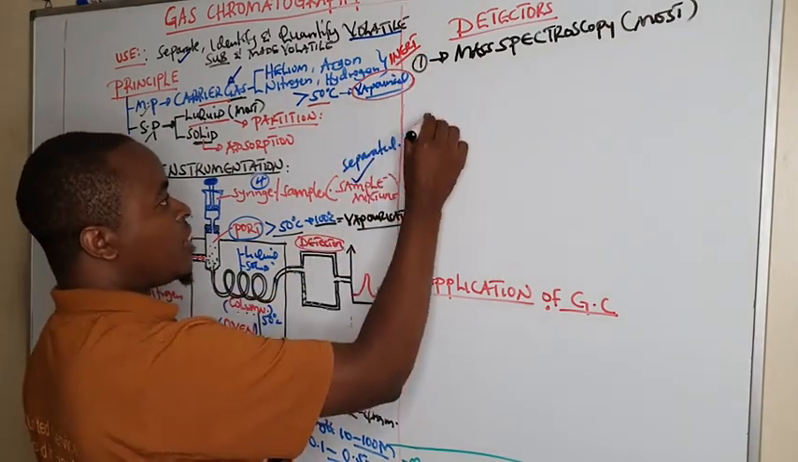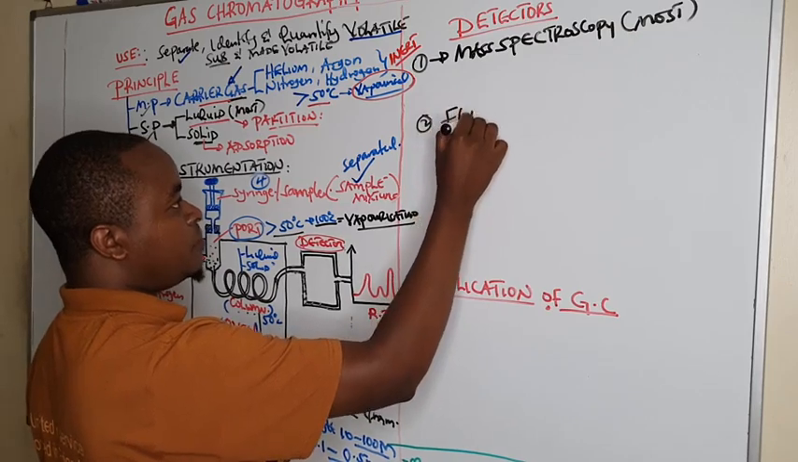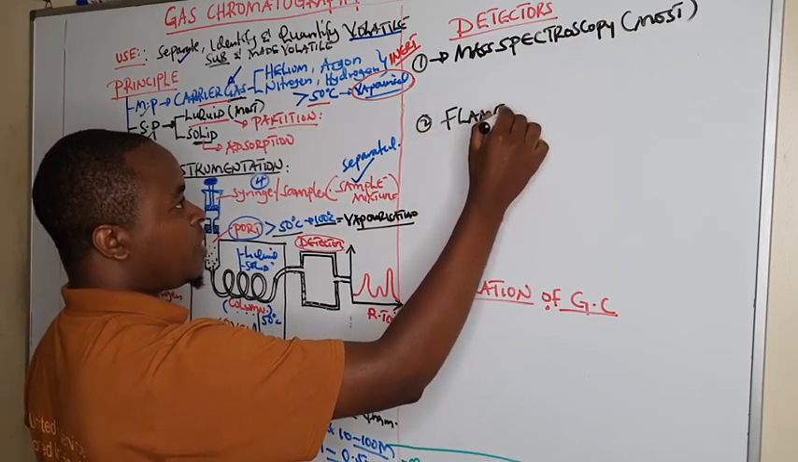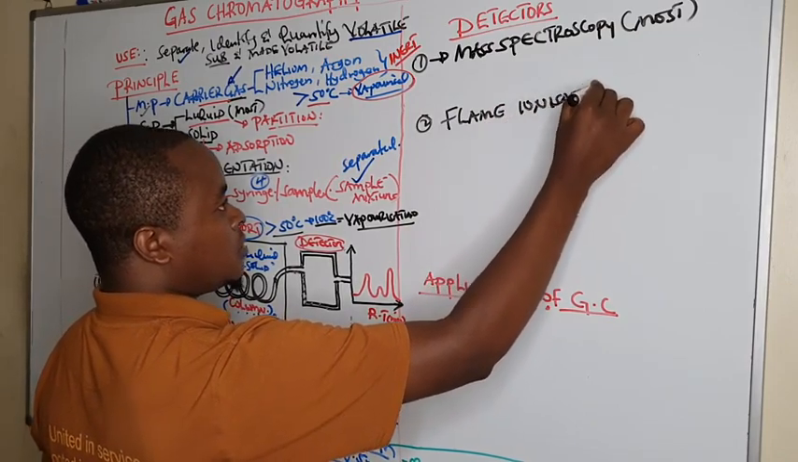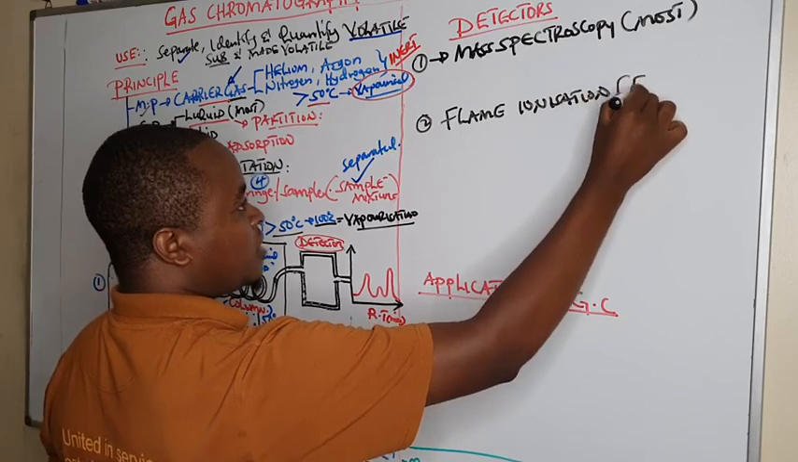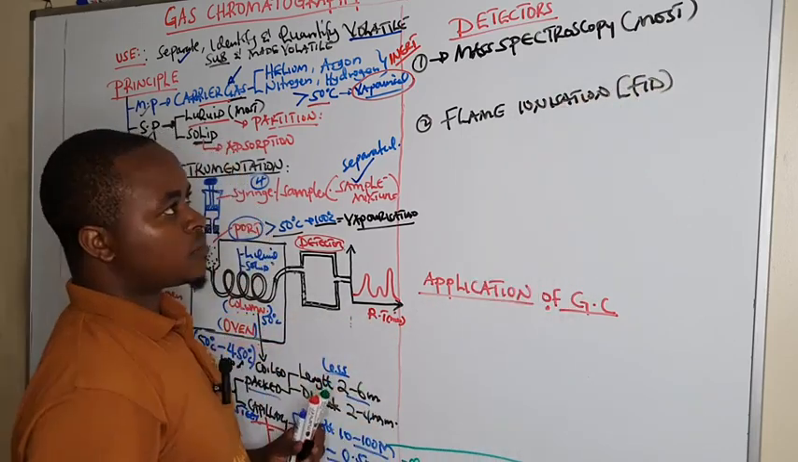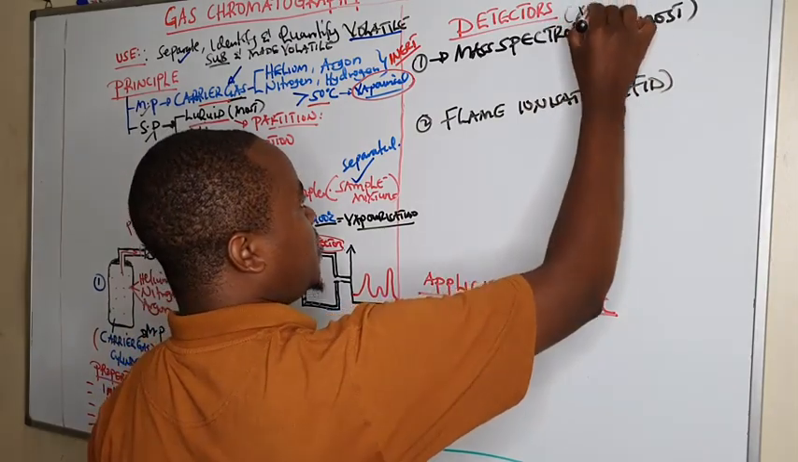The second one we can use is flame ionization detector. We can abbreviate it as FID. This one is abbreviated as MS.